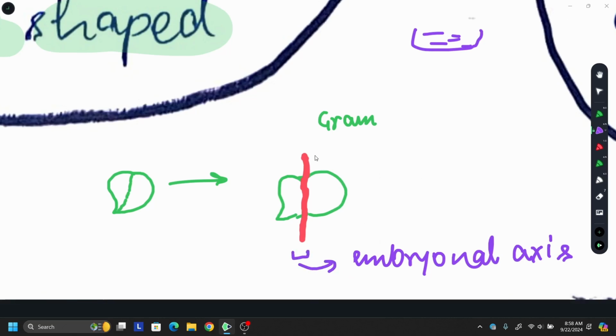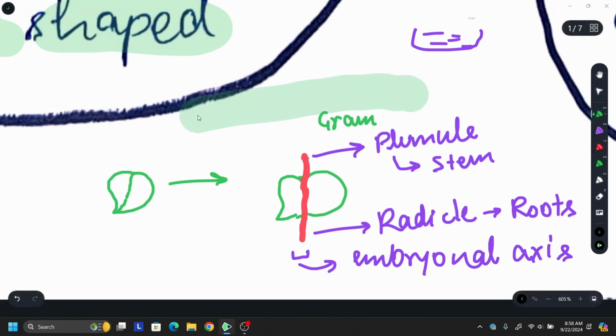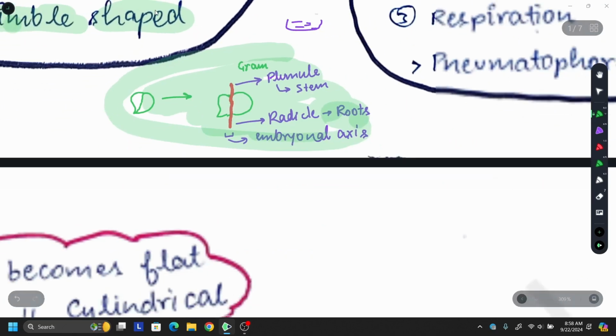Now the embryonal axis has two parts. The upper part is called plumule, and the lower part is called radicle. The plumule gives rise to the shoot system, or you can say the stem arises from the plumule, and the radicle gives rise to the roots. So in all types of plants, the roots always arise from the radicle, except the adventitious root. This is all you must understand to get the point of the adventitious root, and now you can understand adventitious roots.